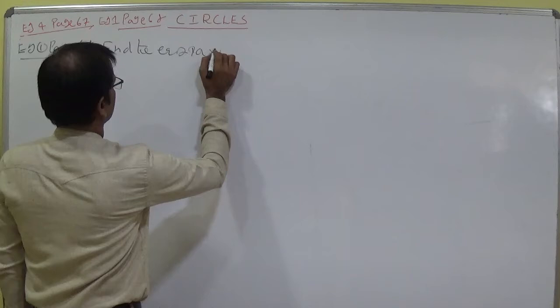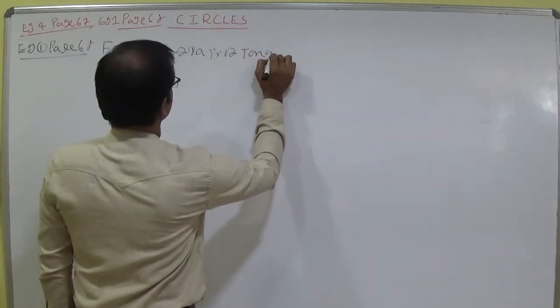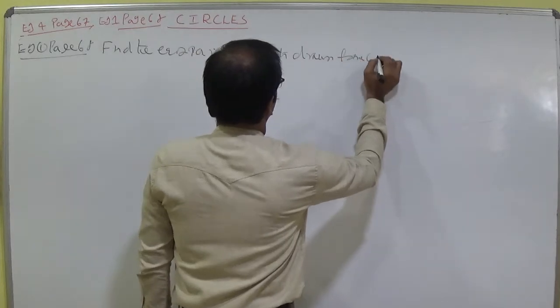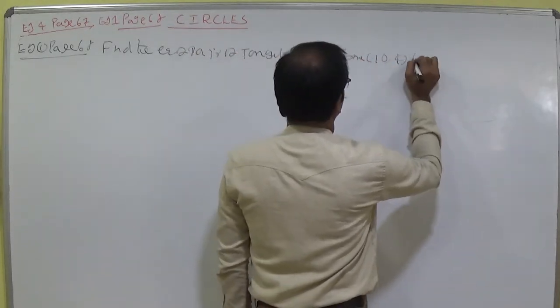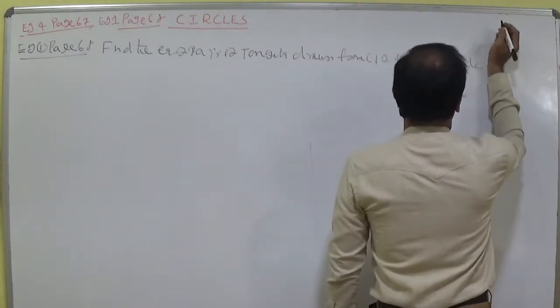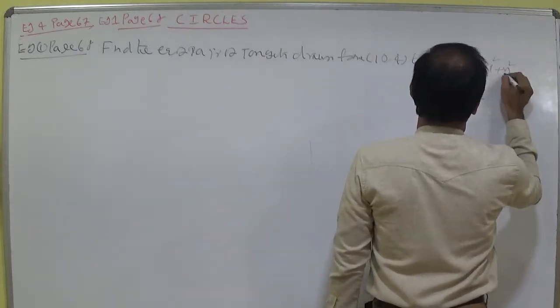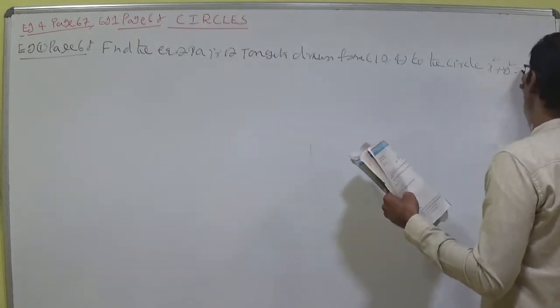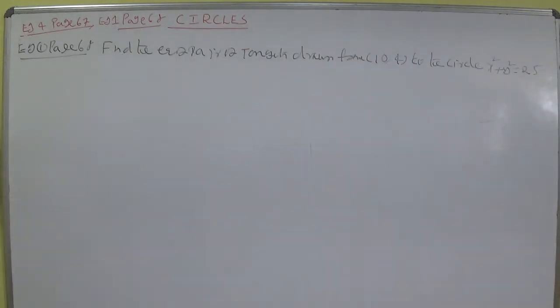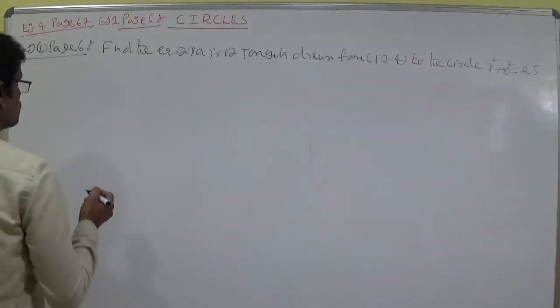Find the equation of pair of tangents drawn from (10, 4) to the circle x square plus y square is equal to 25. We should calculate the equation of pair of tangents which are drawn from (10, 4). The formula for the equation of pair of tangents is S1 square equal to S into S11.